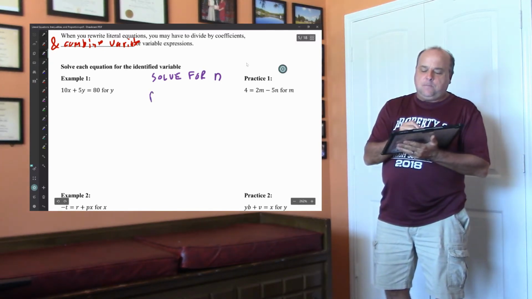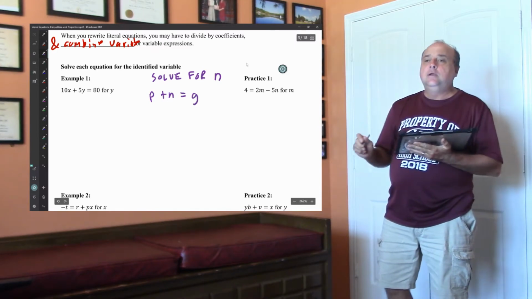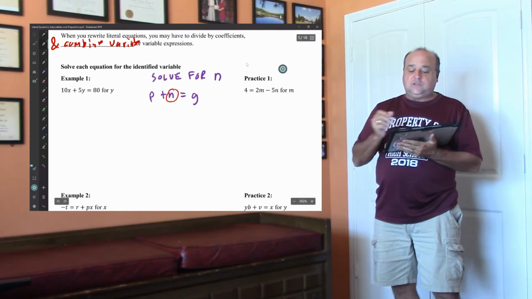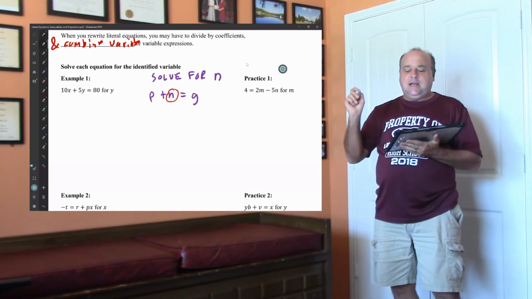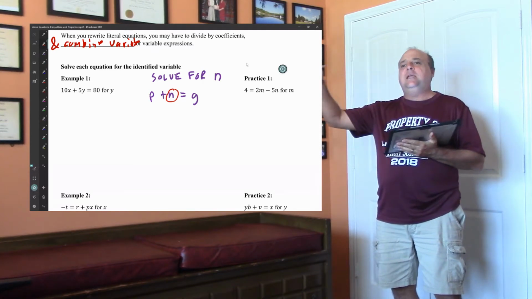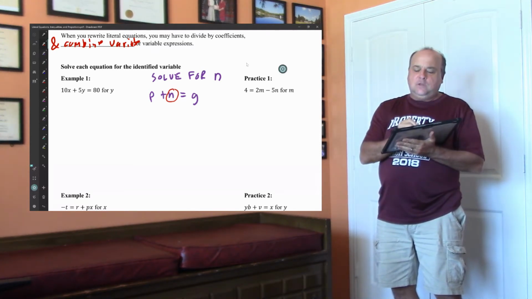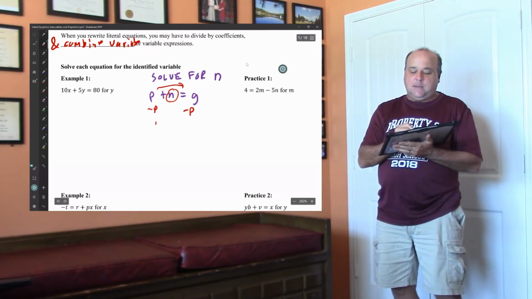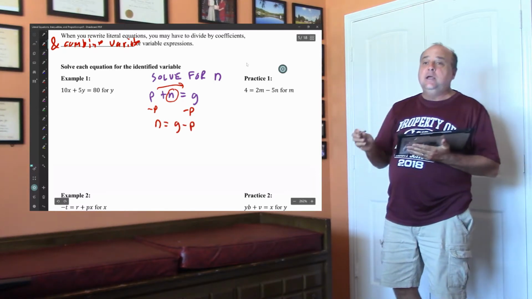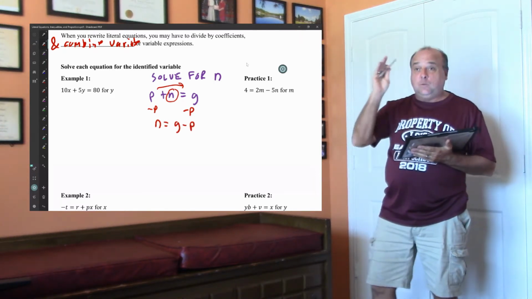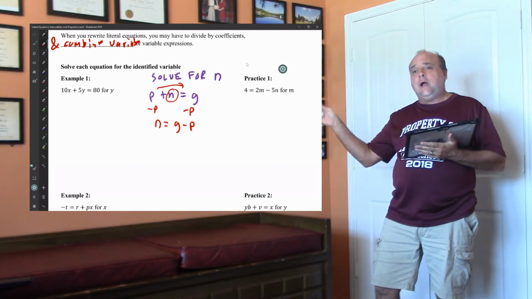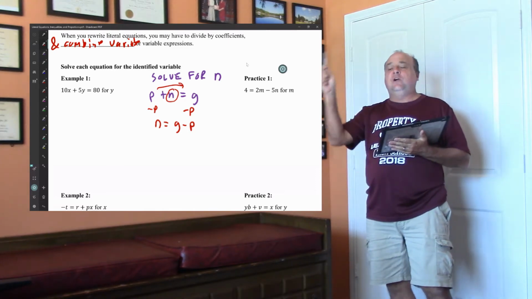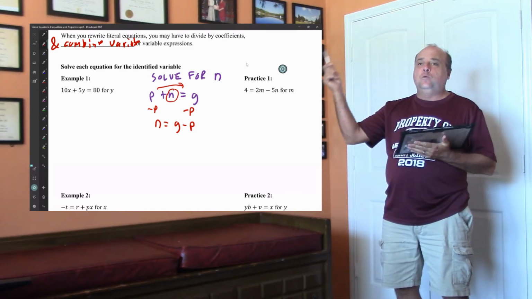So let's write down P plus n equals G. Remember, yesterday I taught you to circle the letter you're solving for. In P plus n equals G, we have to move the P to the right, don't we? So we're going to subtract P. N equals G minus P. Notice, what was P on the left? It was positive. When we move it to the right, it goes from positive to negative. So when you add or subtract variables or variable expressions, the sign will change.